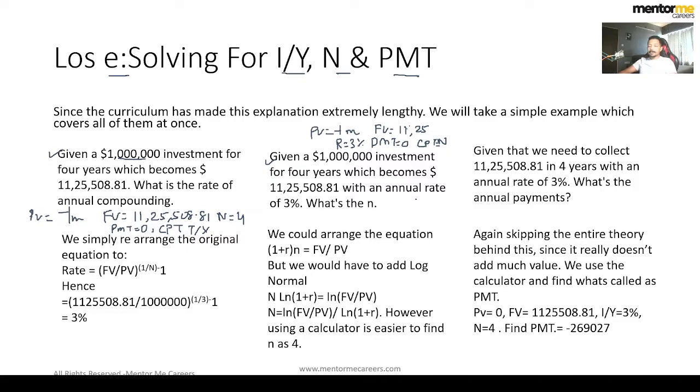I would not recommend you to approach the log normal way, because you just waste a lot of time. The final one is that if you have a goal of reaching 1,125,508.81, so you've got future value. You've got N as 4. You've got the rate as 3. So you need to understand that the PV is 0. You are trying to compute PMT in this case.